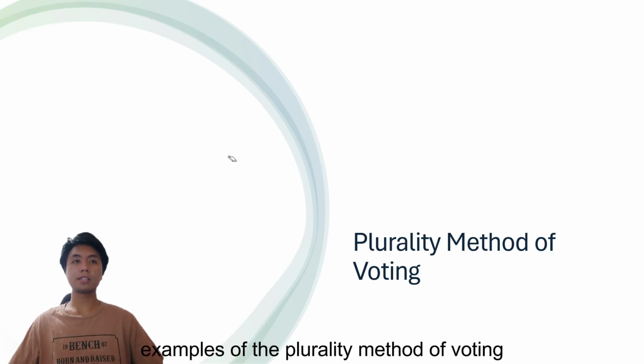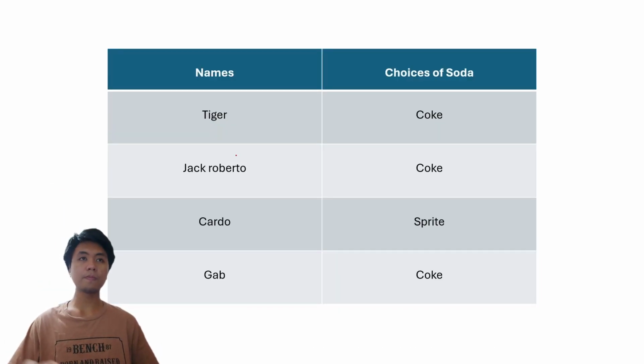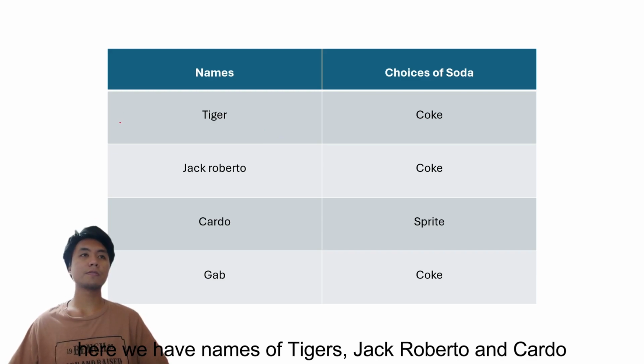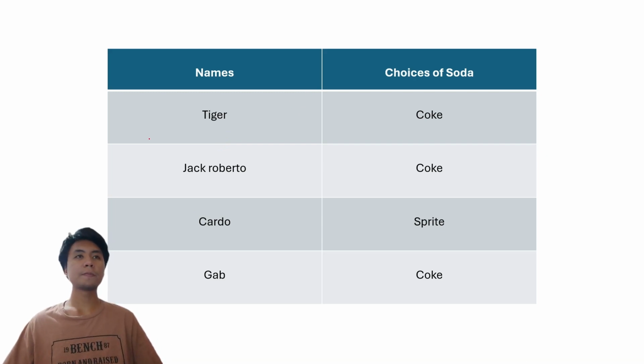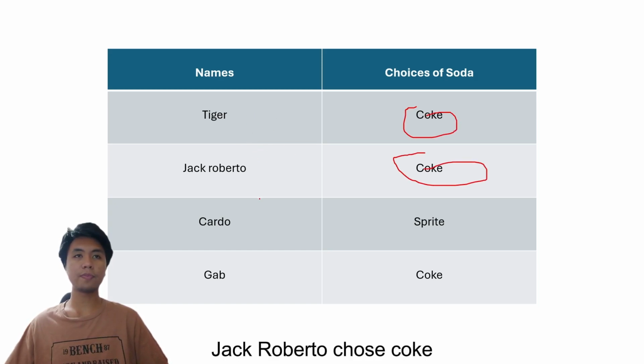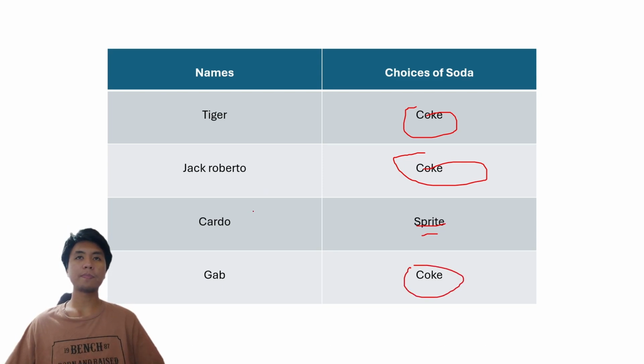I'm gonna provide examples of plurality method of voting. So here are some examples. Here we have names of Tiger, Jack, Roberto, Cardo, and Gab that will most likely order beverages. Tiger chose Coke, Jack and Roberto chose Coke, while Cardo chose Sprite, and Gab chose Coke.